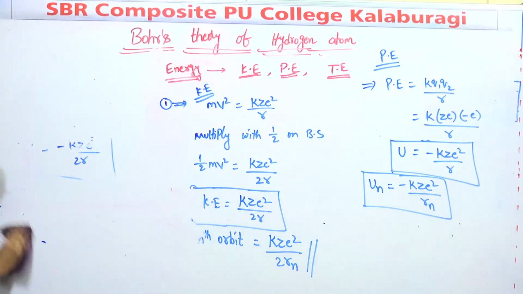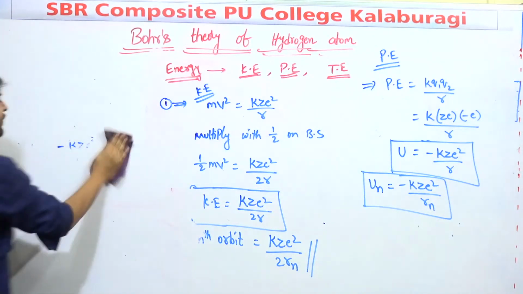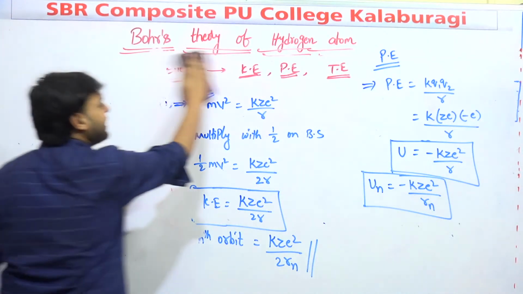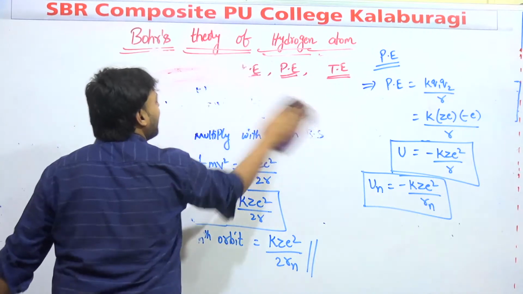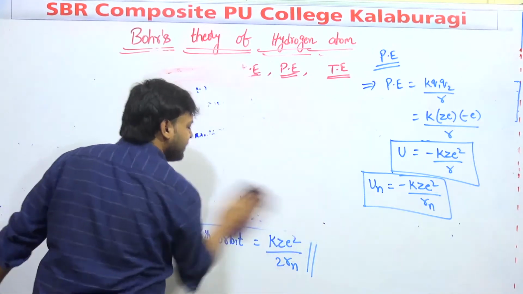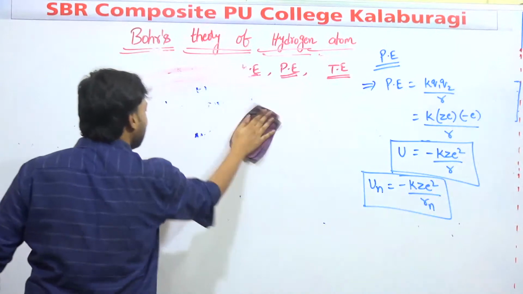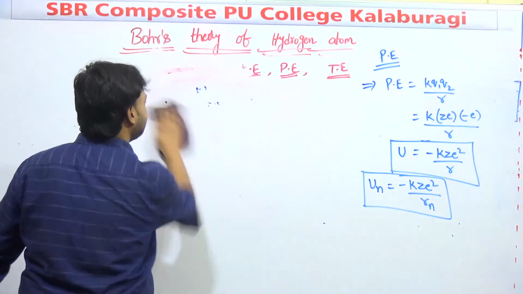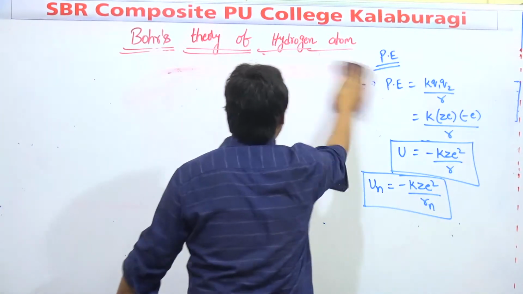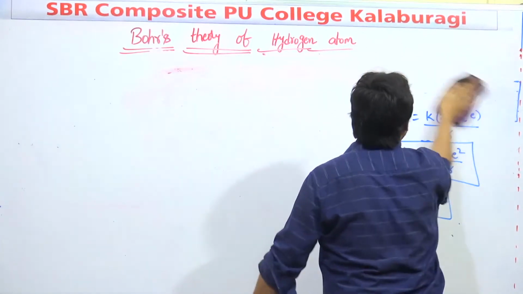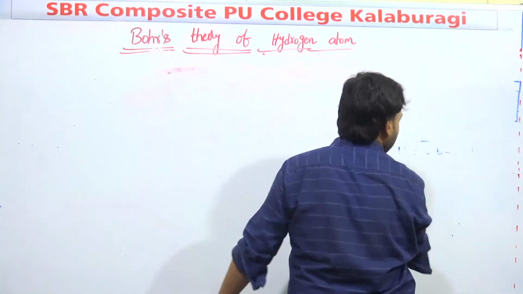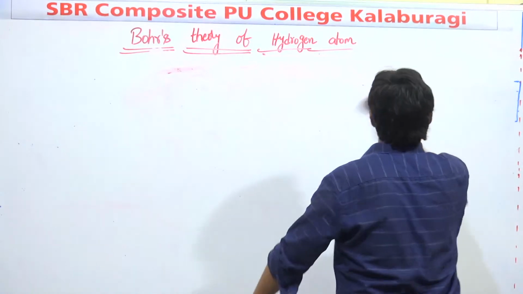Keep the heading: wavelength of emitted radiation. Next point under Bohr's theory of hydrogen atom: wavelength of the emitted radiation. Start. Try to calculate.